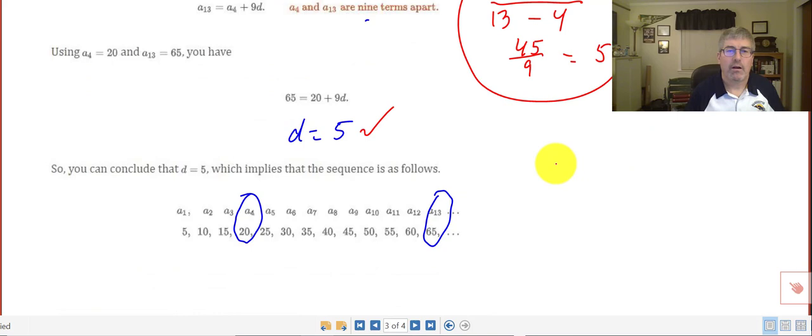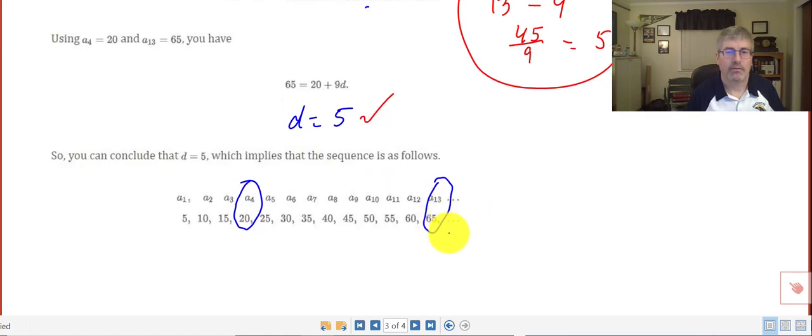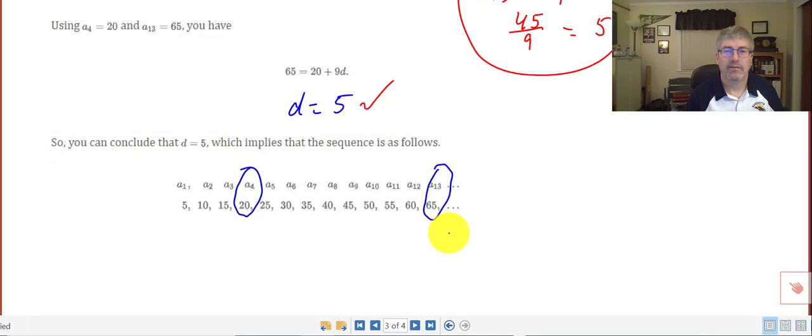So then we can write our terms. You may start at 4 and then subtract 5 till you get back to 1, and then fill in all the 5s until you get to the 13th term. There's a couple different ways you can do that, but those are our 13 terms in the sequence.